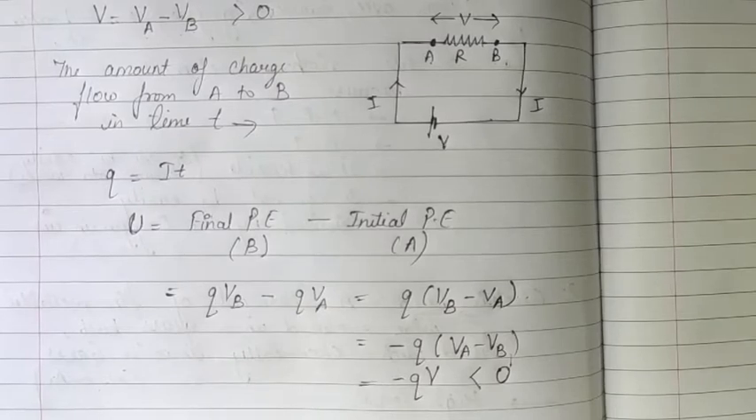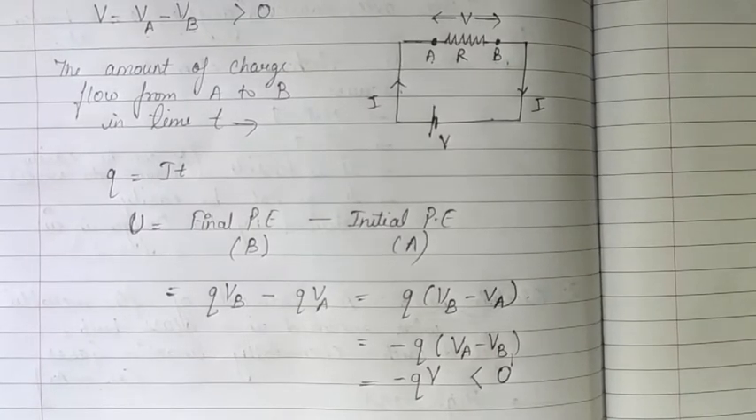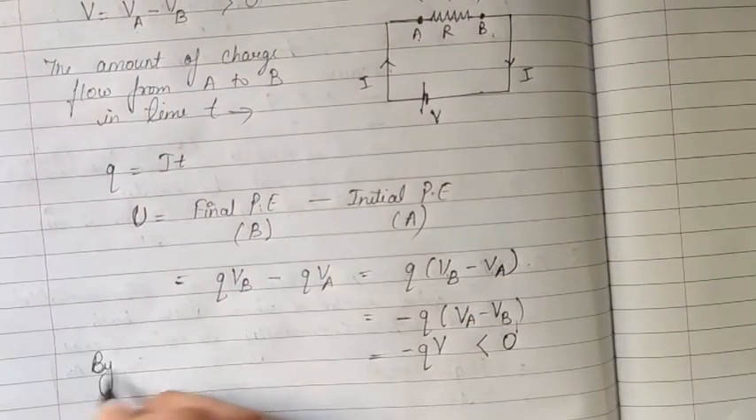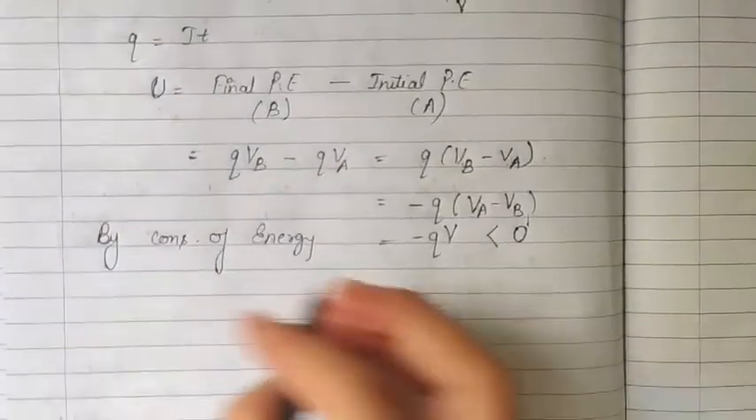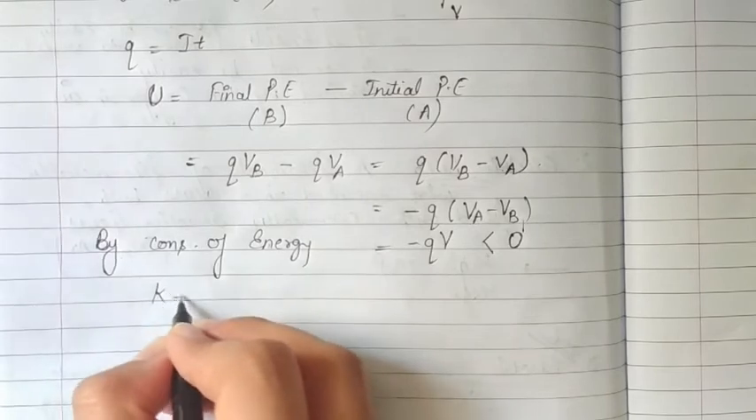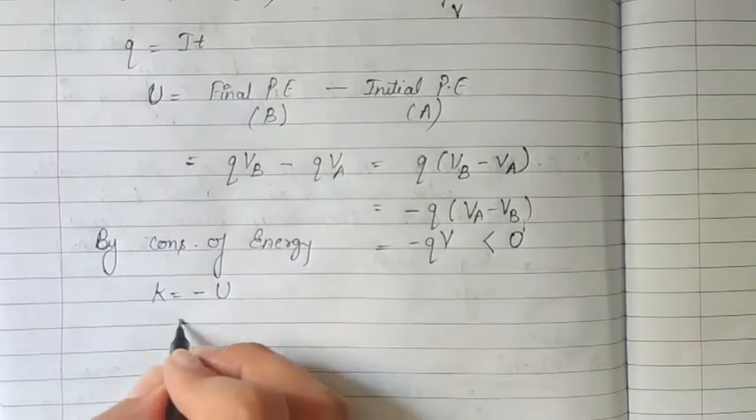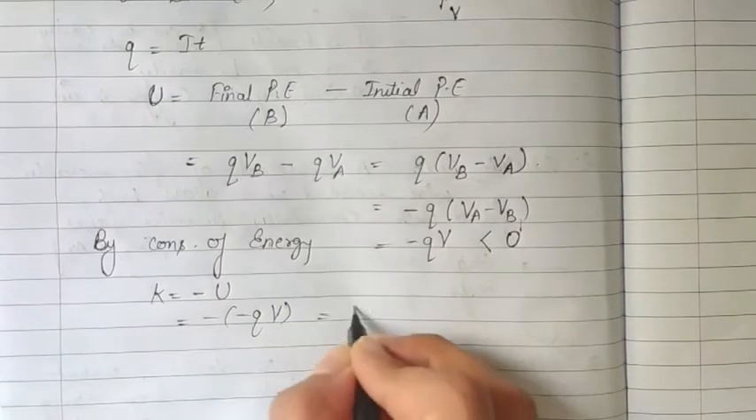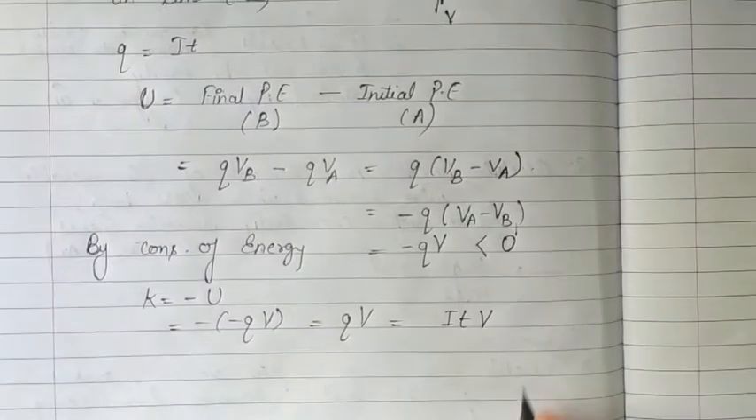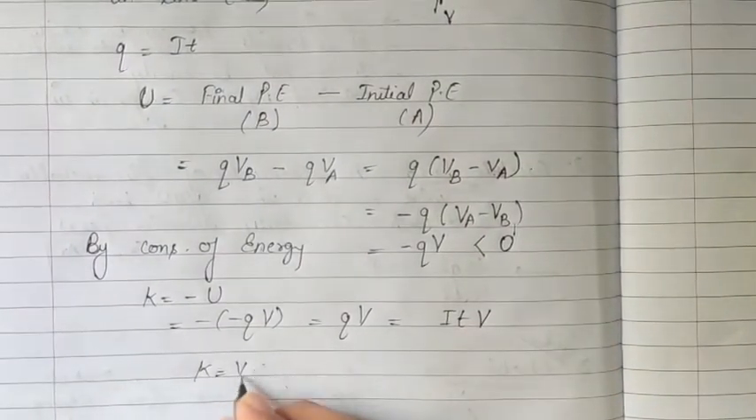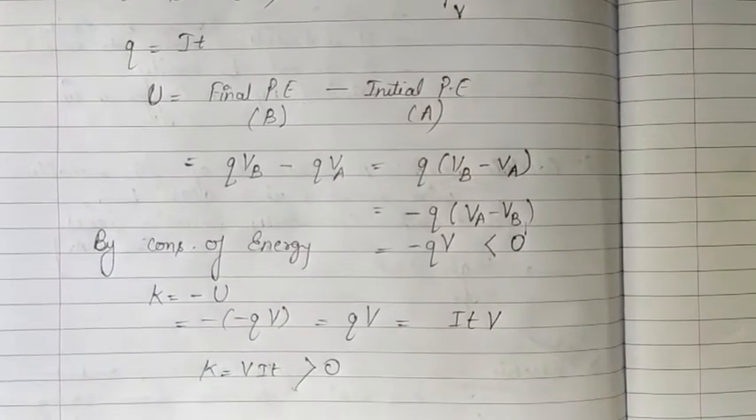जितना काइनेटिक एनर्जी में इंक्रीज होगा उतना पोटेंशियल में डिक्रीज होगा, और जितना काइनेटिक में डिक्रीज होगा उतना पोटेंशियल में इंक्रीज होगा, so that overall there exists the conservation of energy. Means by conservation of energy we can write it as K plus U is equal to 0, or K is equal to minus U, or is equal to minus (minus qV), which is qV, or we know q is It, so K is equal to VIt, which is greater than 0, right?